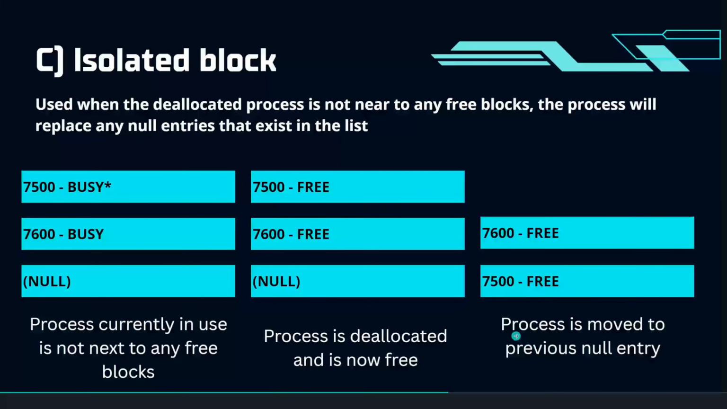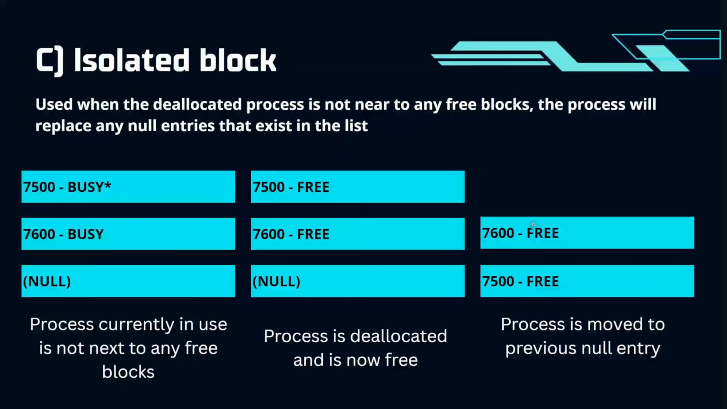Next, the process is moved into the previous null entry. This creates two blocks here that are free. So that is for isolated block.